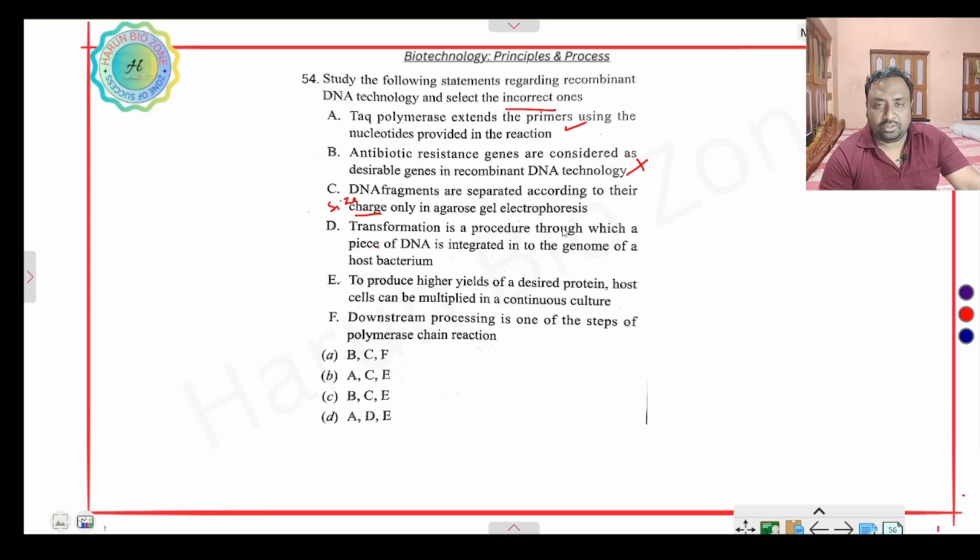Transformation is a procedure through which a piece of DNA is integrated into the host cell.